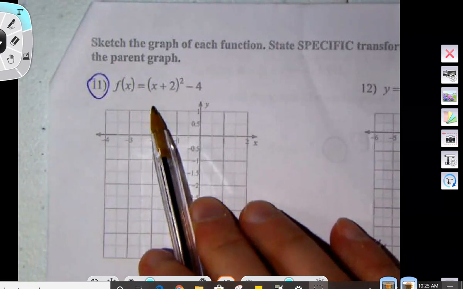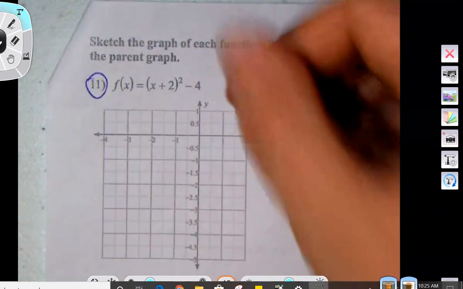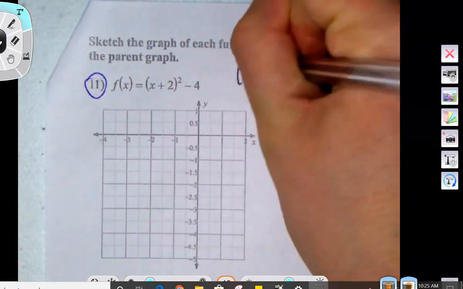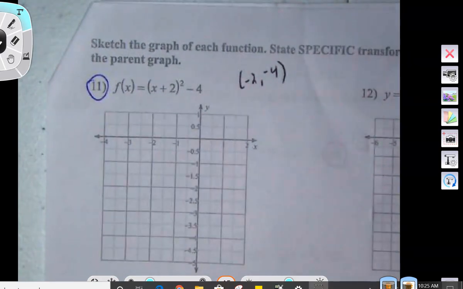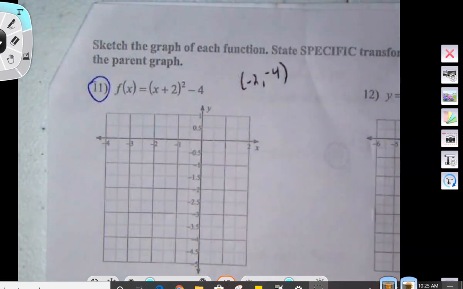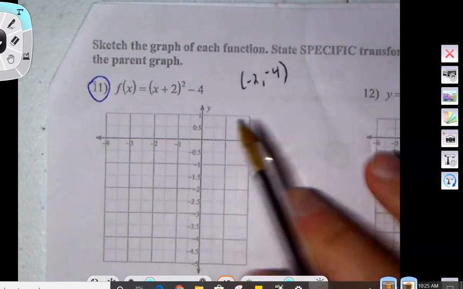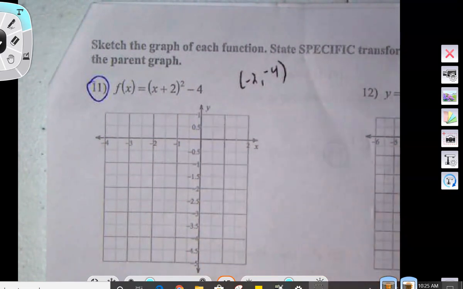This is in vertex form, so I should be able to look and know that my vertex is (-2, -4). If you don't know that, then that's fine. You can put that into Desmos and you'll be able to see that. But we need to think about what these things do. So we'll go ahead and do that.